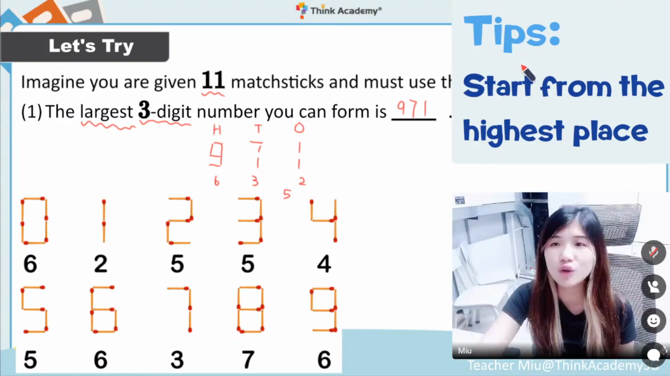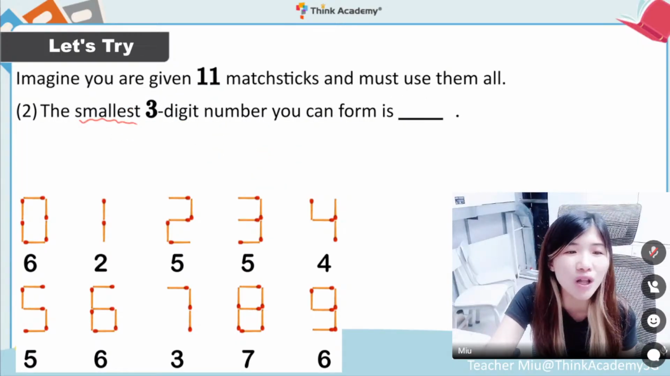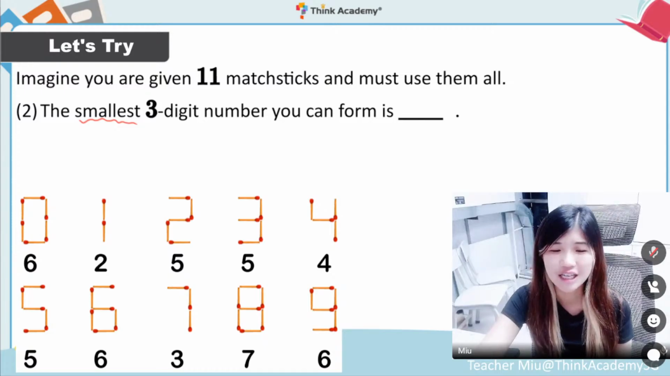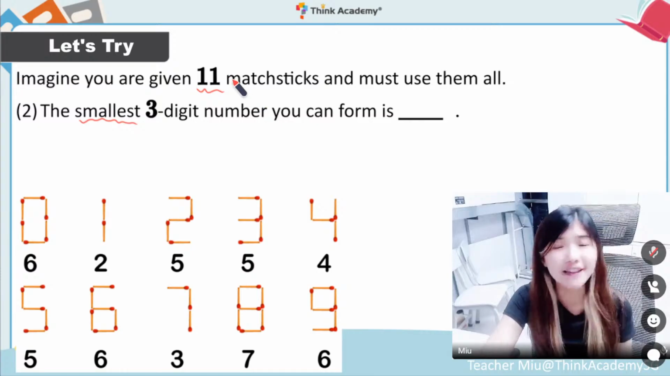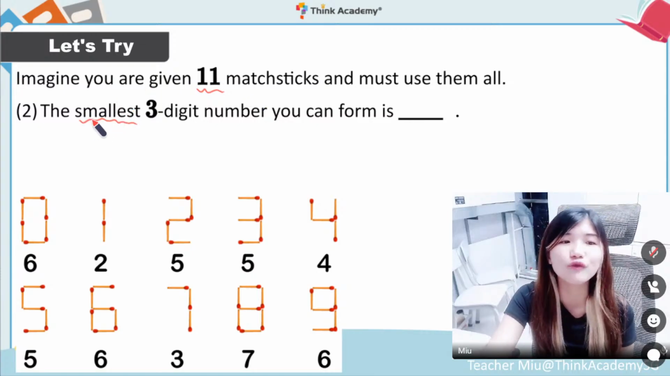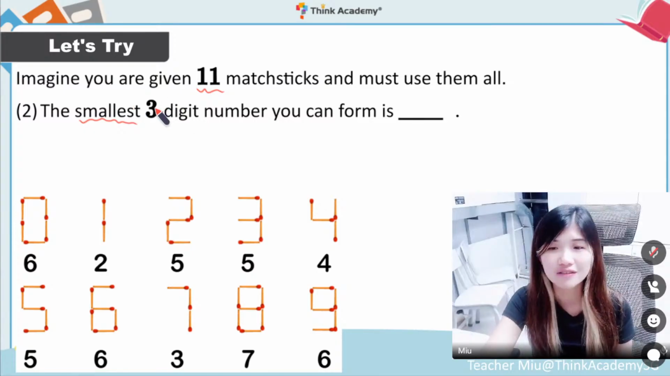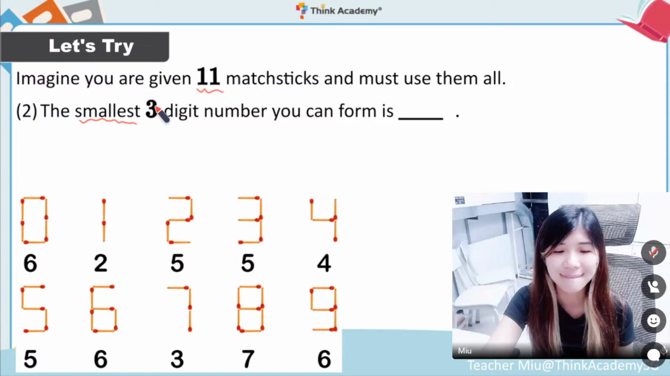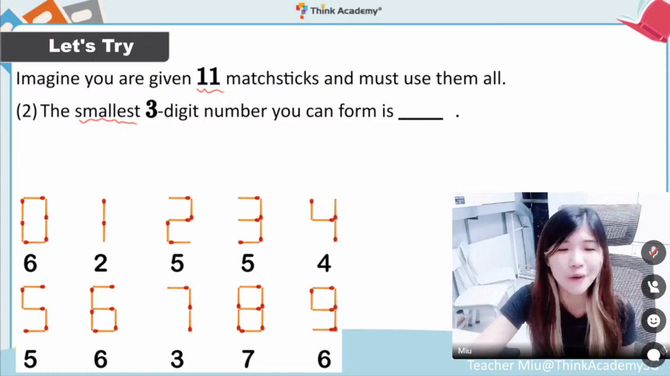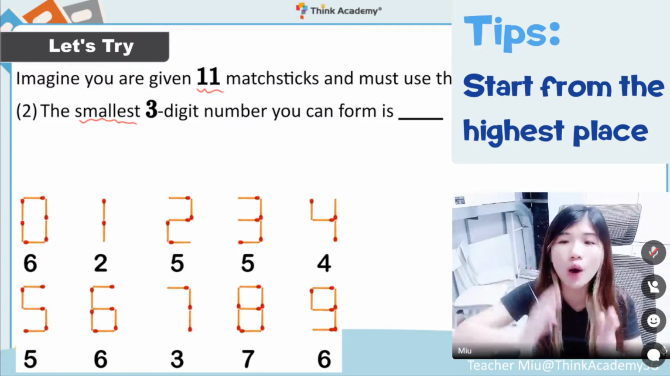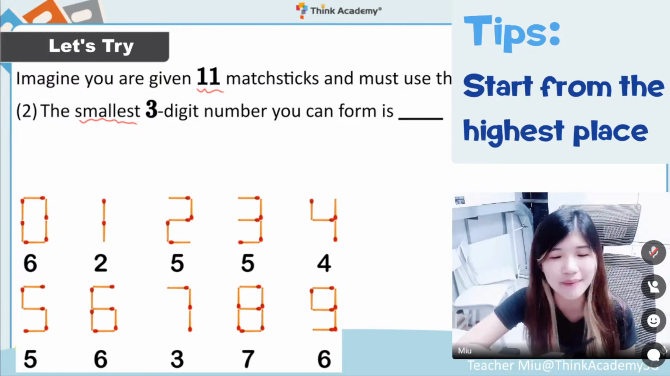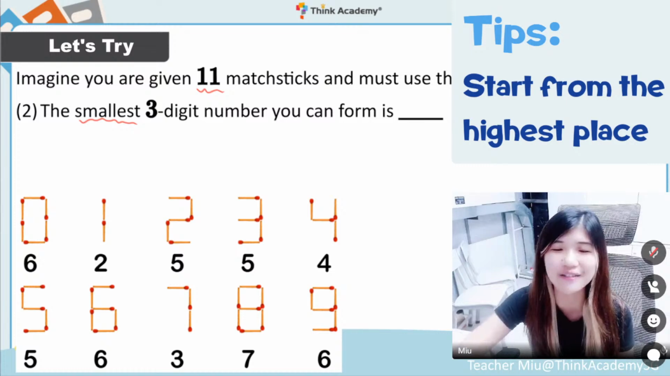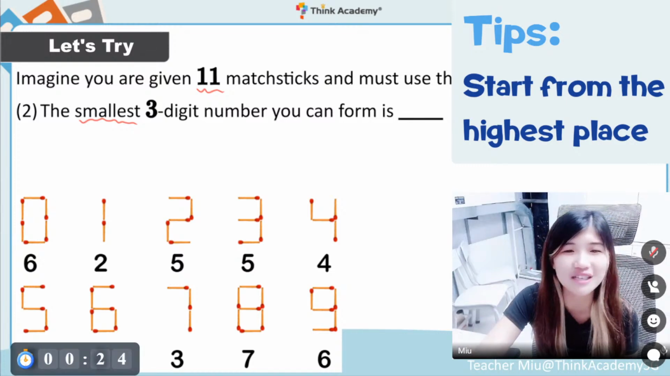What if now you are required to find the smallest three-digit number? Where should you start from? I will ask this question again. Now you are given 11 matchsticks again, but this time you are required to form the smallest three-digit number. Where should we start from? Yes, no matter whether we're looking at the biggest or the smallest, we should always start from the highest place. Good try. Actually, we can make it even smaller. All right, so again, I will give you 30 seconds to find the smallest three-digit number you can form. Let's try.